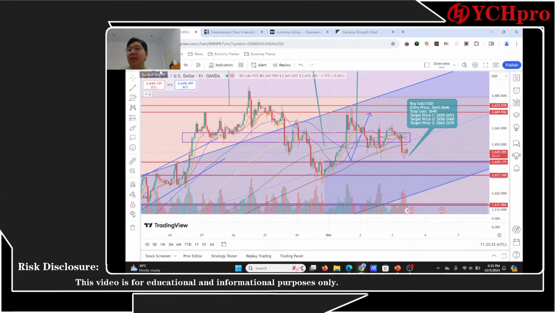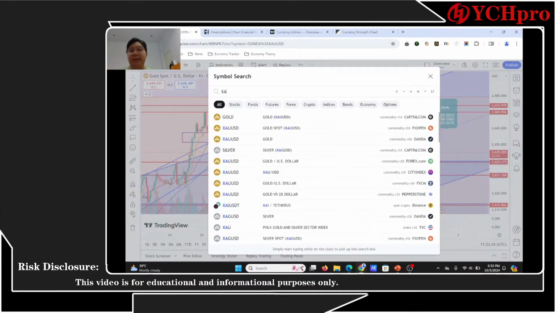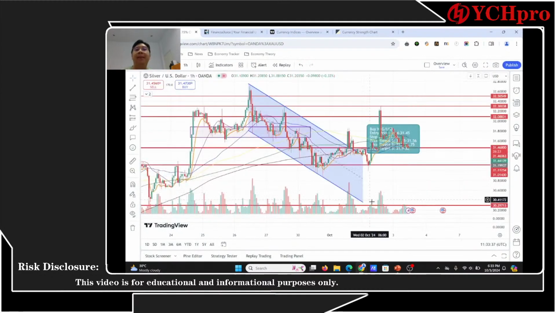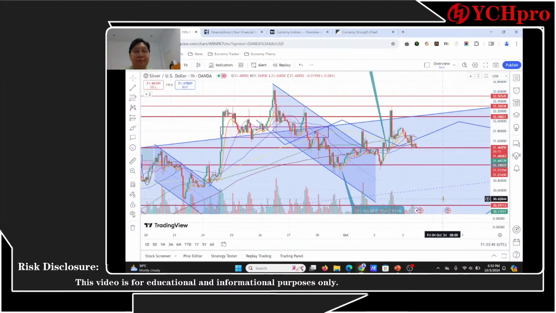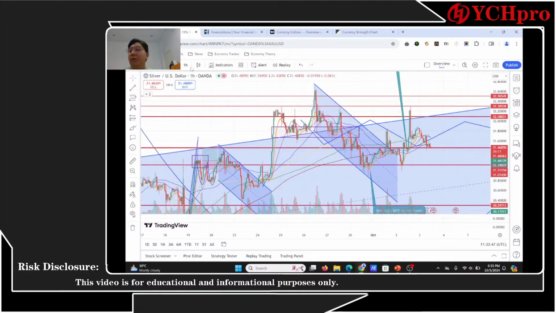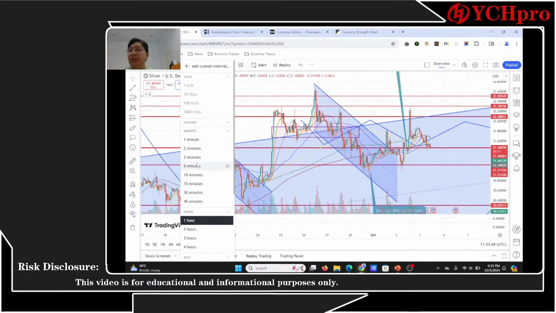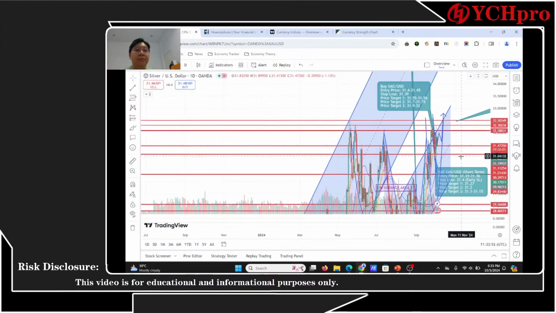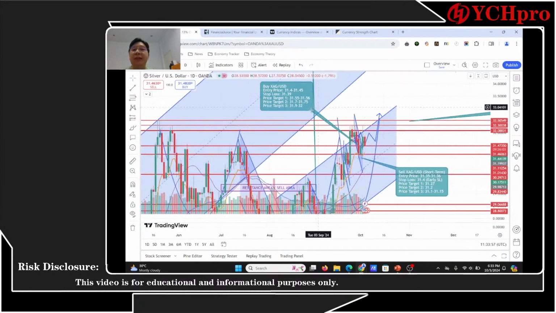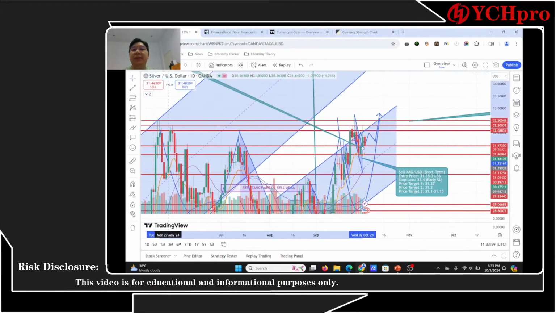So next I'll be looking at the silver side. Let us have the overall view of the silver market first, guys. For today, I haven't shared any signal, so this is the signal from yesterday.